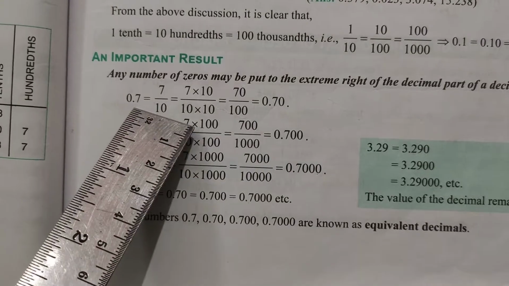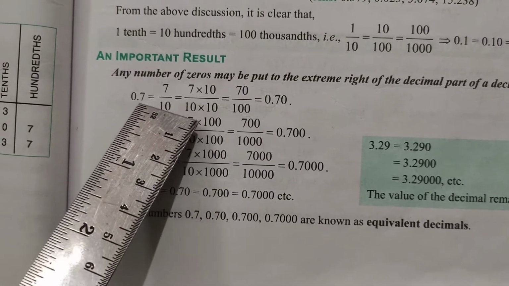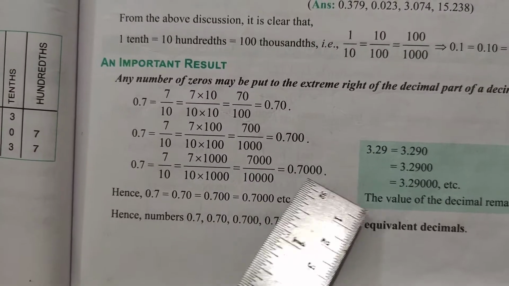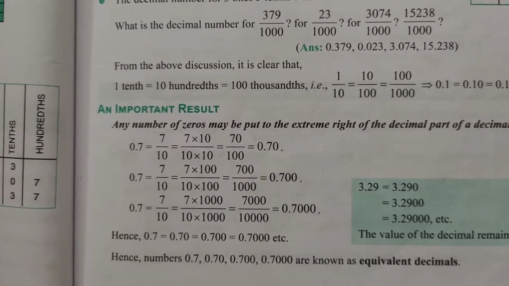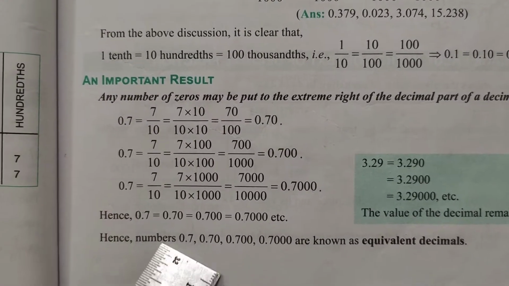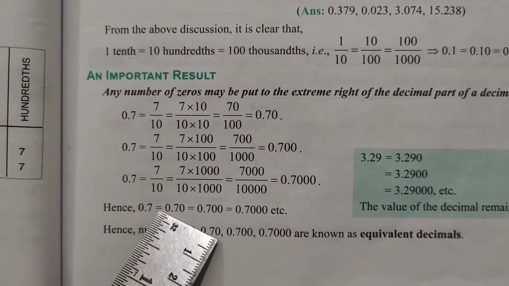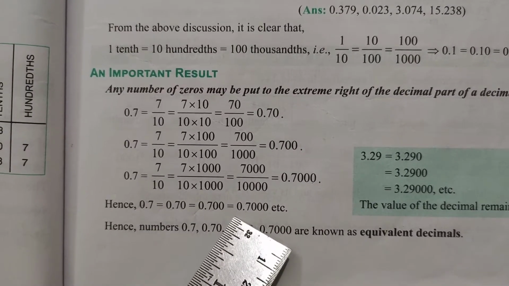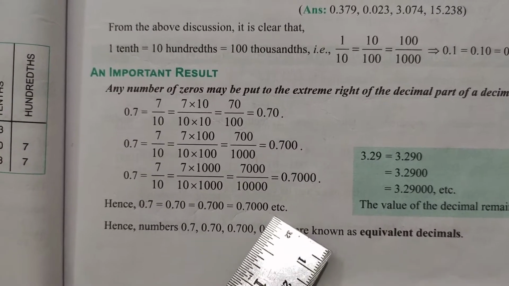Okay, so after 7, on the extreme right, they have put 1 zero. Here 2 zeros, here 3 zeros. It does not affect the value of the decimal. They are all the same. See over here, 0.7 is the same as 0.70, is the same as 0.700, is the same as 0.7000.